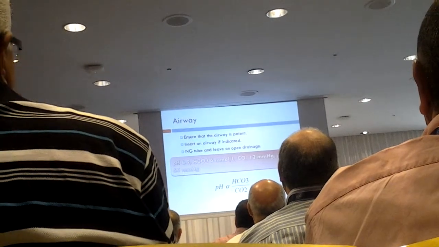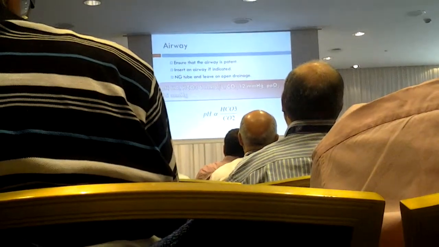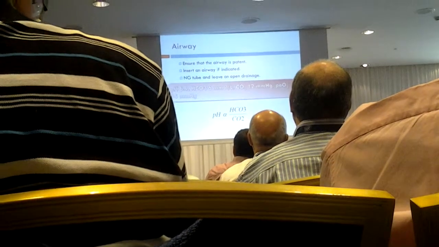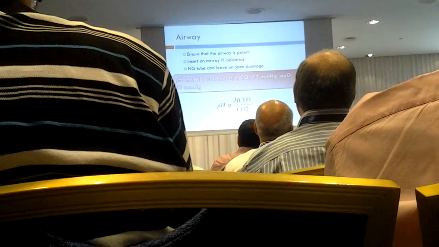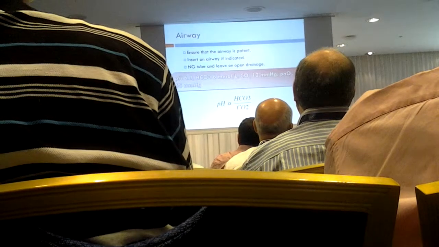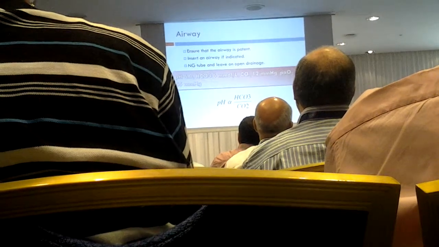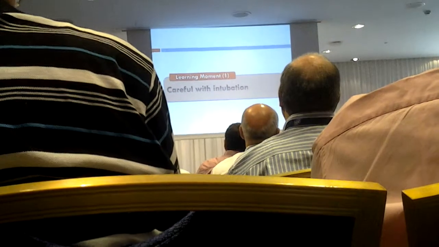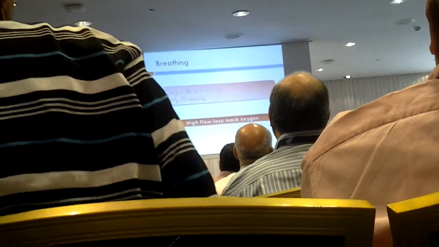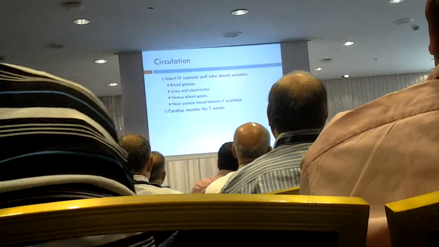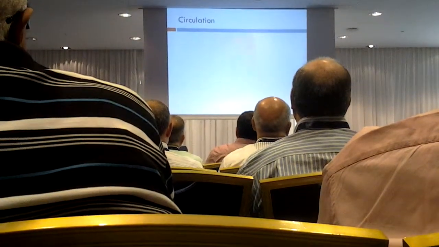The problem with these children is that we go back to the basics, we go back to the formula, where the CO2 is really low to match the very low bicarb. If you sedate and paralyze to intubate, the CO2 is at risk of going up. And if CO2 goes up in such a child, definitely the pH will be further compromised, and these children will be at risk. So yes, they might need intubation, but be very careful when you intubate these children. This child had oxygen saturation of 90, so definitely we need a high flow rate. For circulation, insert an intravenous cannula and take bloods, and put these children on the cardiac monitor.